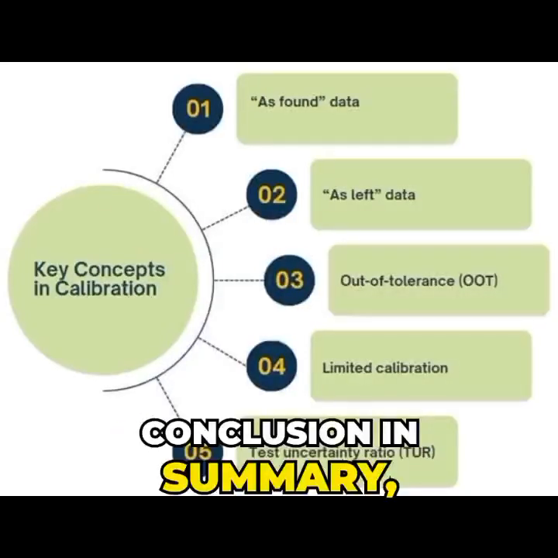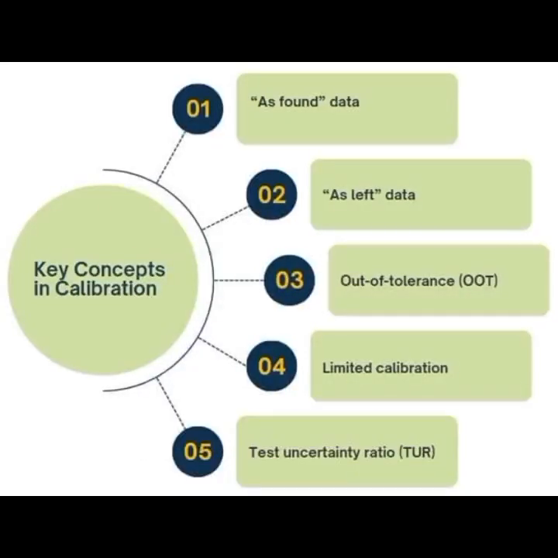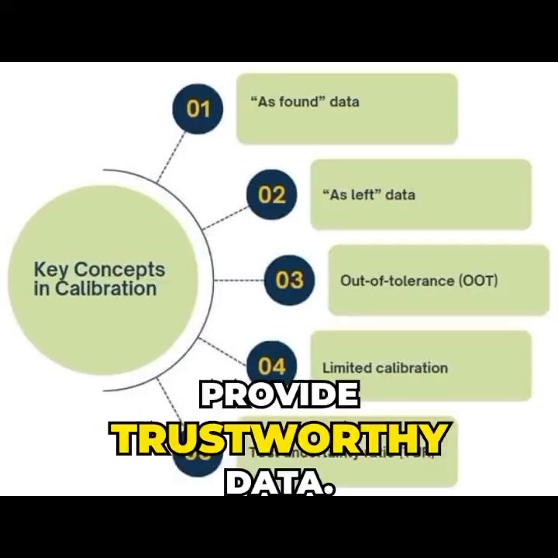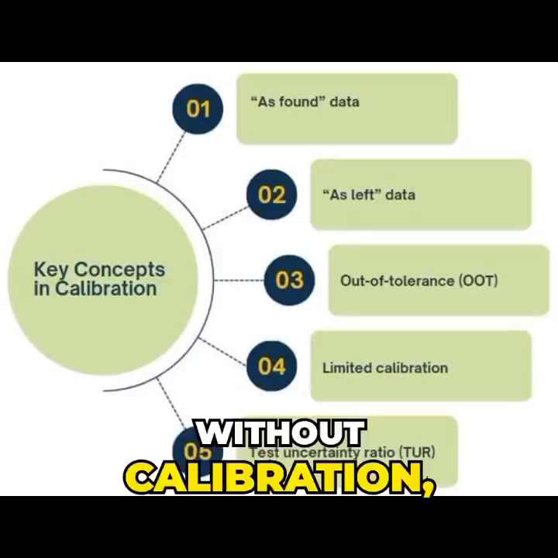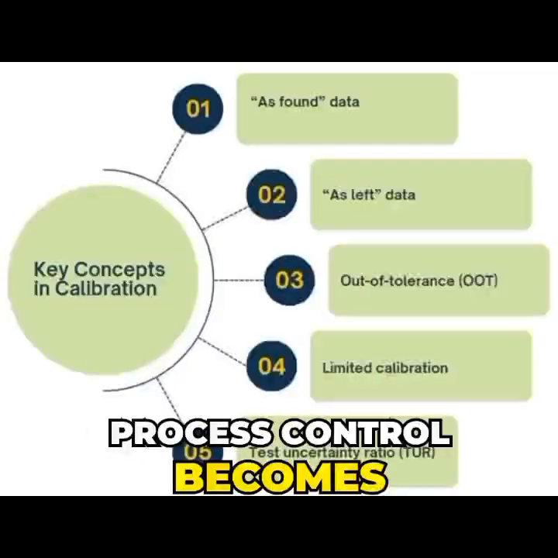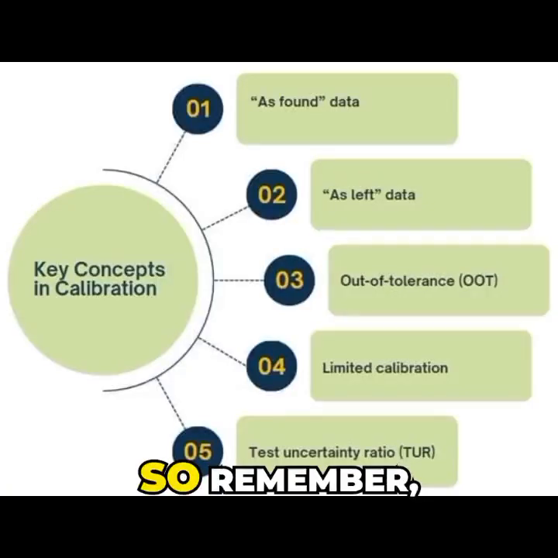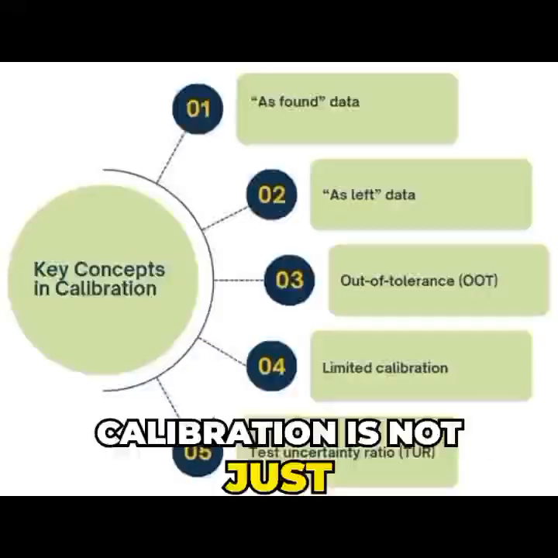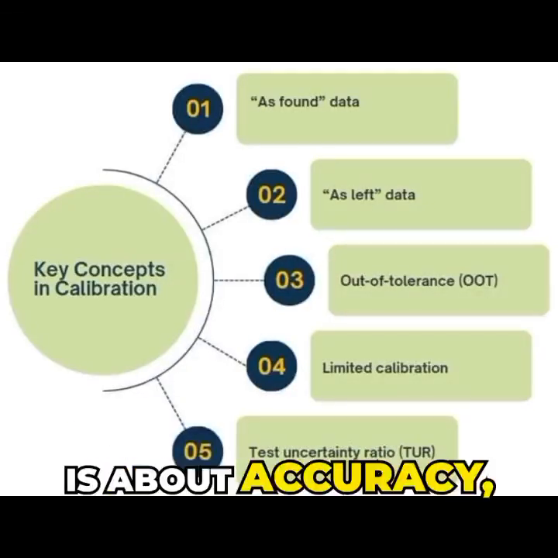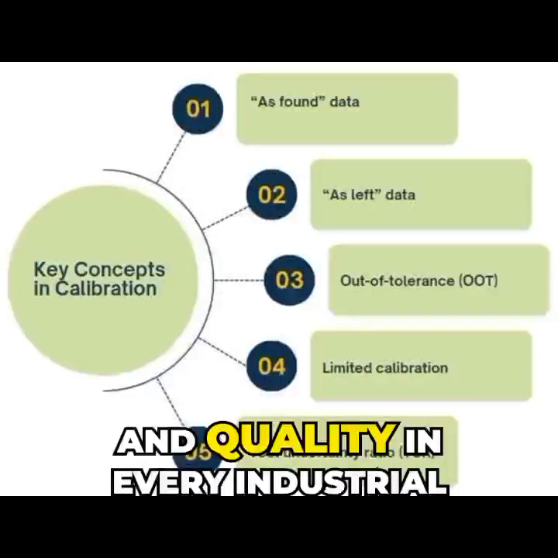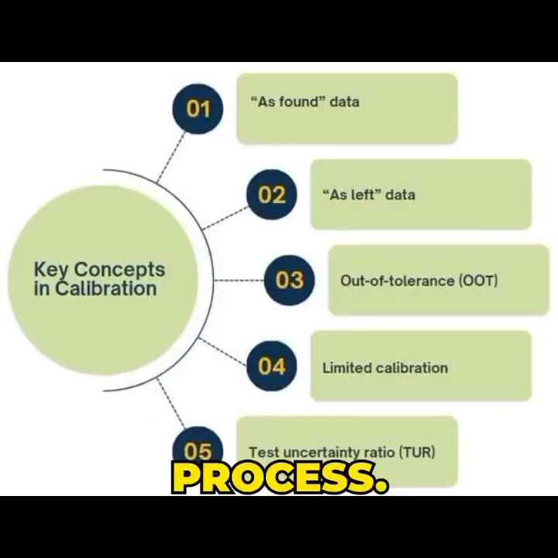Conclusion: in summary, calibration ensures that industrial instruments provide trustworthy data. Without calibration, process control becomes unreliable and potentially unsafe. So remember, calibration is not just about numbers, it is about accuracy, safety, and quality in every industrial process.